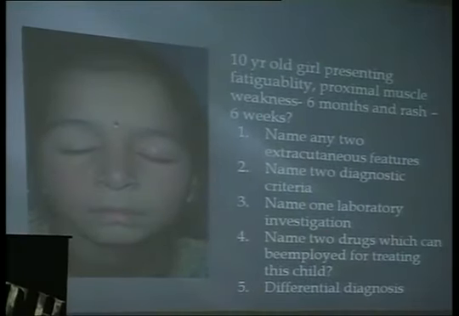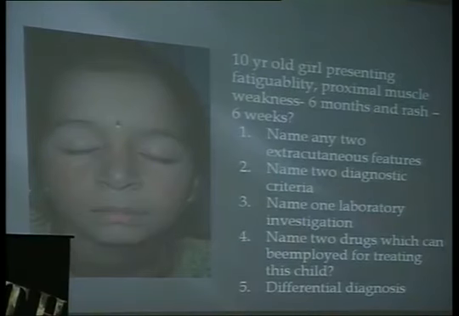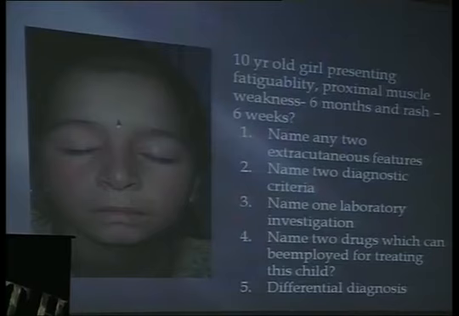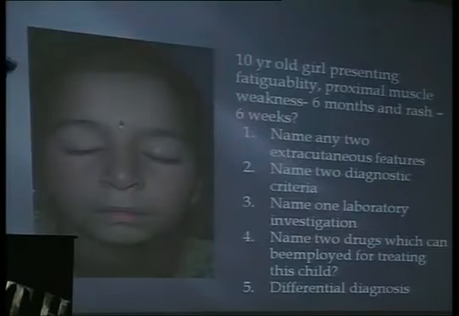So now, just tell me about 2 extracutaneous features. Calcinosis, I will not take it as an extracutaneous feature. Calcinosis, first of all, is a sign of poor response to therapy. Muscle weakness, myopathy. It is already there, muscle weakness, and the rash I had already shown you. These 2 are there.